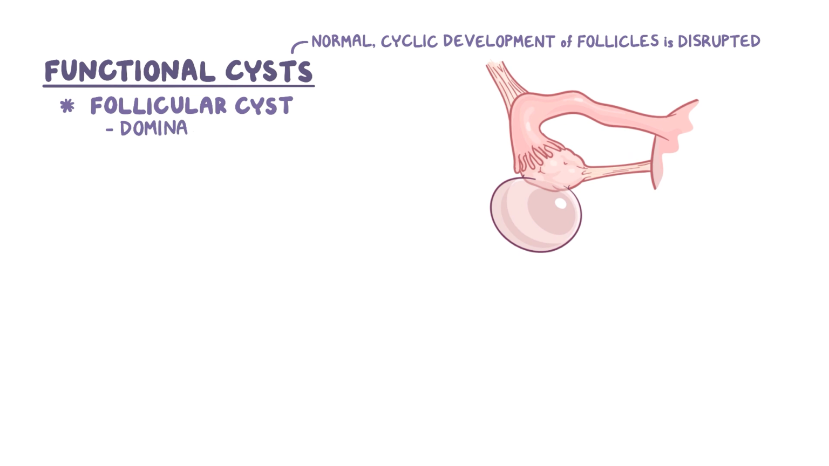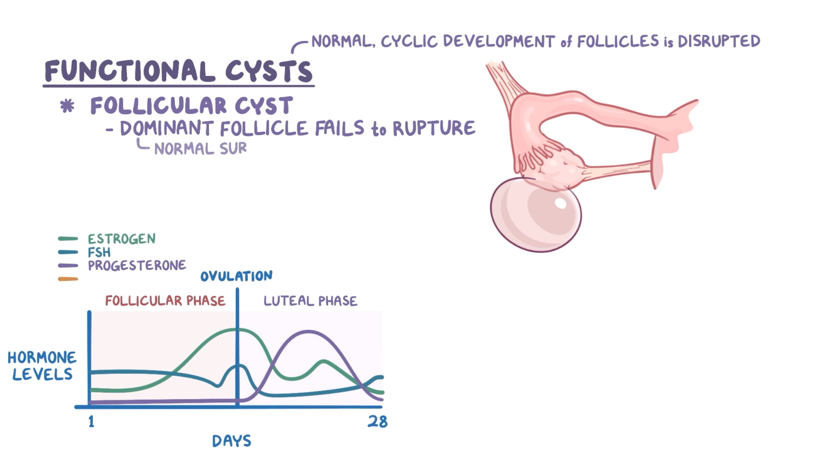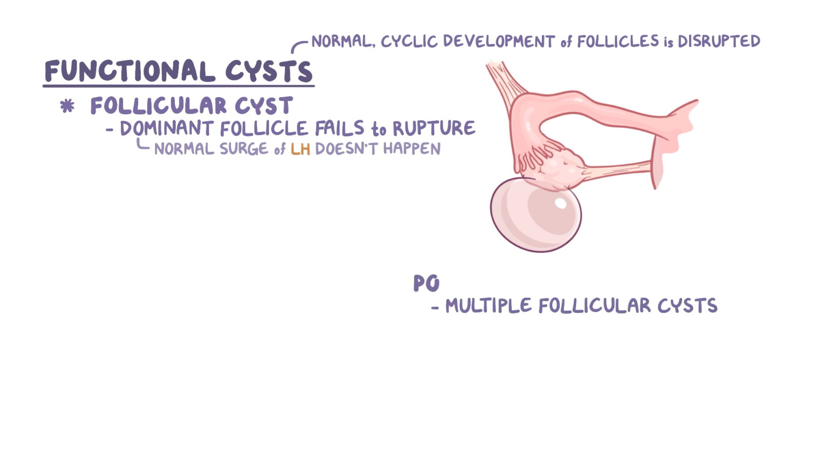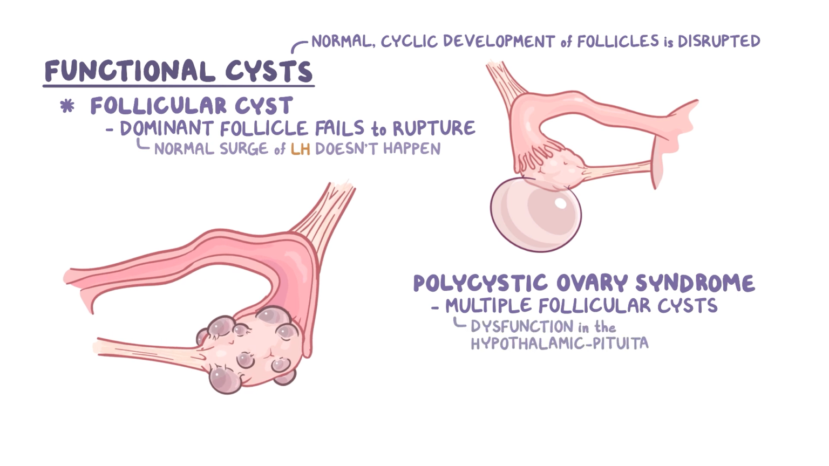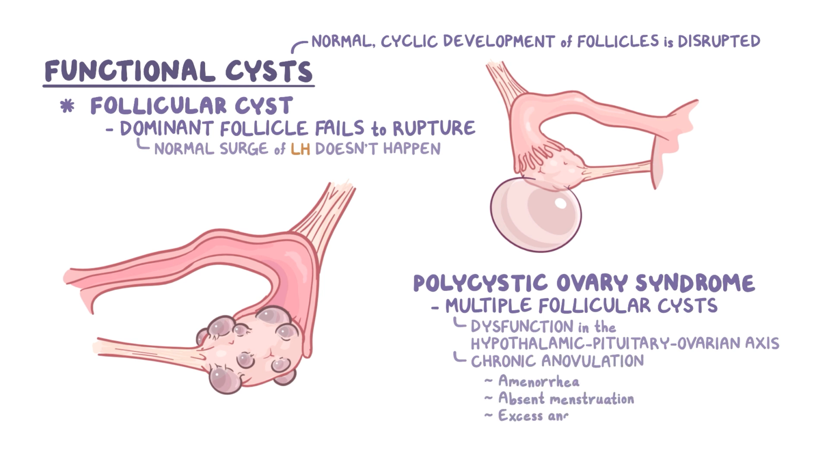First, there are functional cysts, which result when the normal cyclical development of the ovarian follicles is disrupted. One type of functional cyst that can form before ovulation is a follicular cyst, which is a dominant follicle that fails to rupture and keeps growing. This can happen if, say, the normal surge of LH that causes ovulation just doesn't happen during a given menstrual cycle. A condition where you might have multiple follicular cysts is polycystic ovary syndrome, which is caused by a dysfunction in the hypothalamic pituitary ovarian axis that causes chronic anovulation, which may lead to amenorrhea or absent menstruation and excess androgen production.